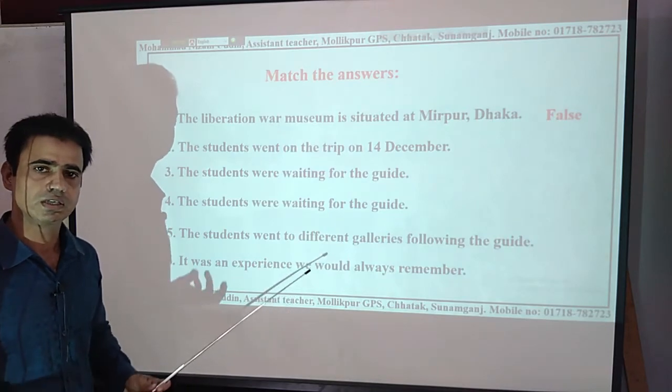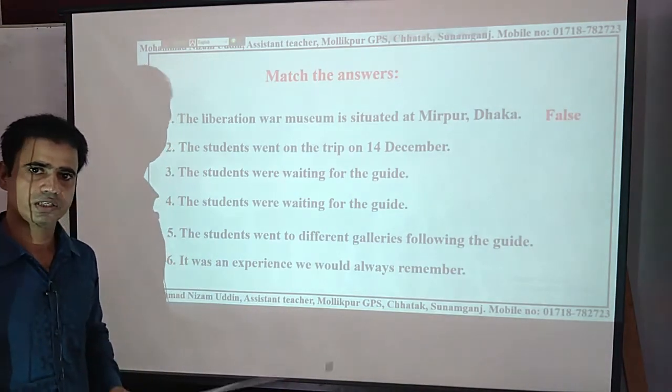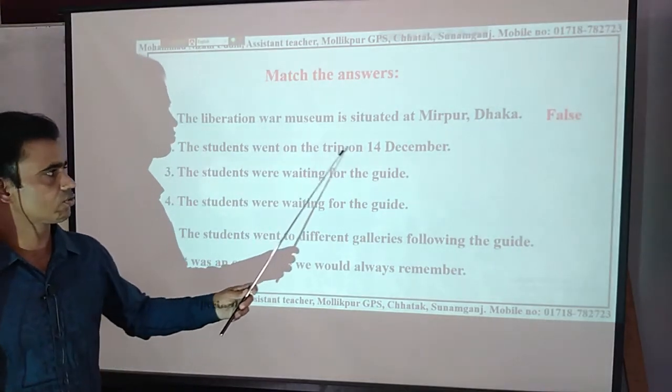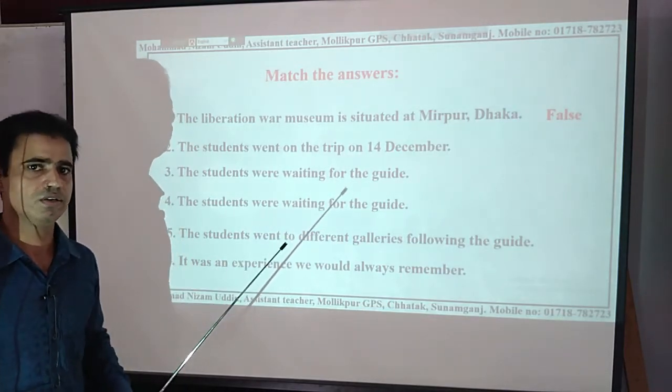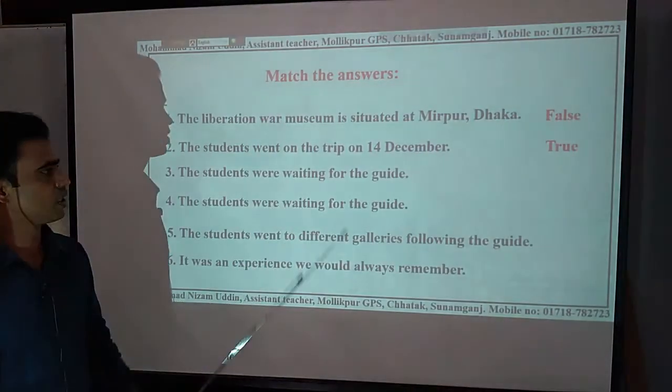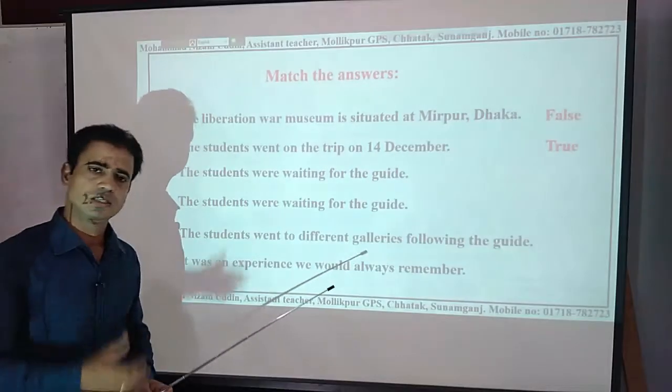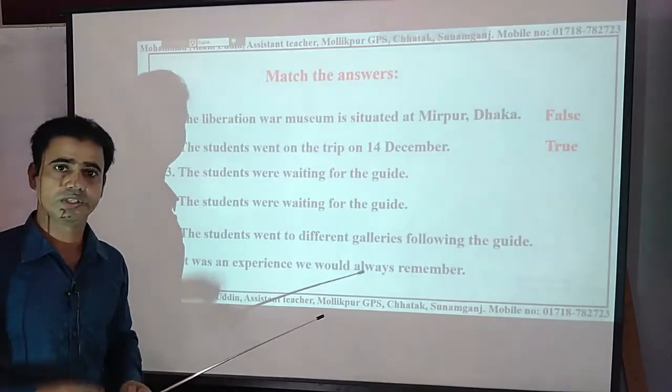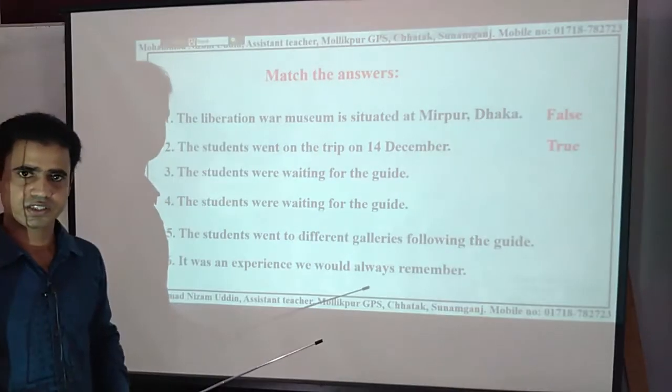Let's see. Is it correct or incorrect? Our students went on the trip on 14 December. Yes, so it's correct. We'll write true. The students were waiting for the guide. Students were waiting. No, the guide was waiting for the students. Okay, so it's false.